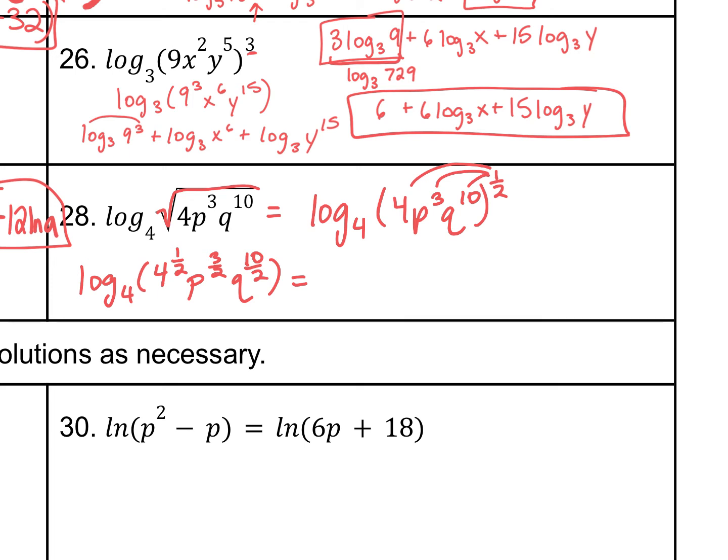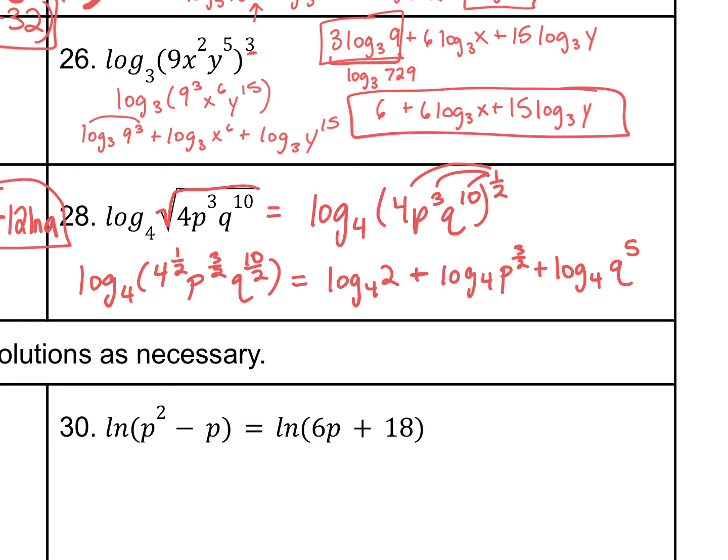And now we can break this apart with addition. So log base 4 of 4 to the 1/2. Well, 4 to the 1/2 power is just the square root of 4, which is 2. So log base 4 of 2. It's fine to leave it like that. Plus log base 4 of p to the 3/2 plus log base 4 of q to the 5th, right? We can simplify 10 over 2 to the 5th power. Cool. And then lastly, we just need to move those power rules.